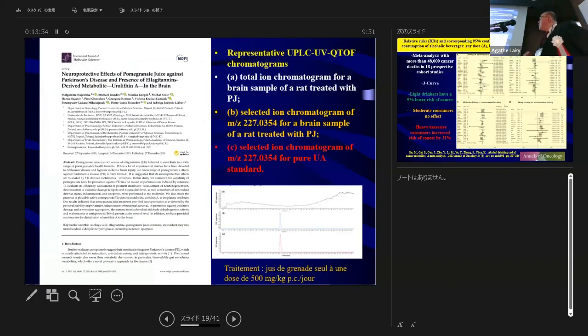And for example, we were able to show formally, not with wine but with pomegranate, that you can see here the peak. This is urolithin found after ingestion, for example, of pomegranate juice. And these compounds reduce some aging diseases, like Parkinson's disease, especially in a rat model system. So probably ellagic acid from the wood in wine can act the same way here.